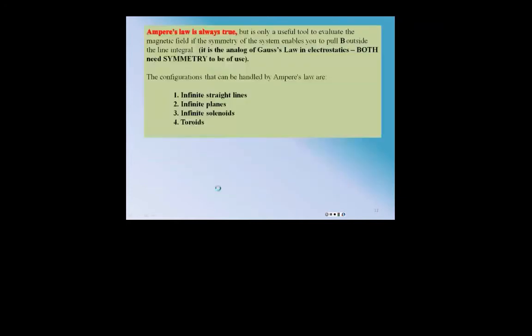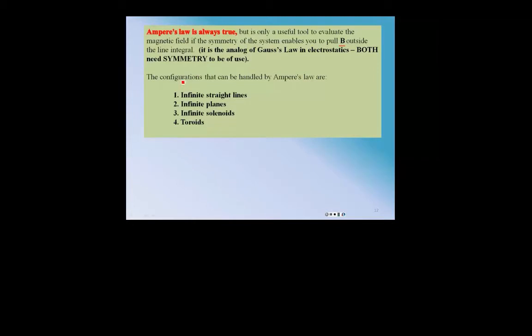So if you keep track of the direction of flow, then the I enclosed is the sum of those currents. A statement about Ampere's law: it's always true, but it is only useful if you have symmetry, which enables you to pull B outside of the line integral. It's an analog of Gauss's law in electrostatics. Both of these laws require symmetry to be of any use.